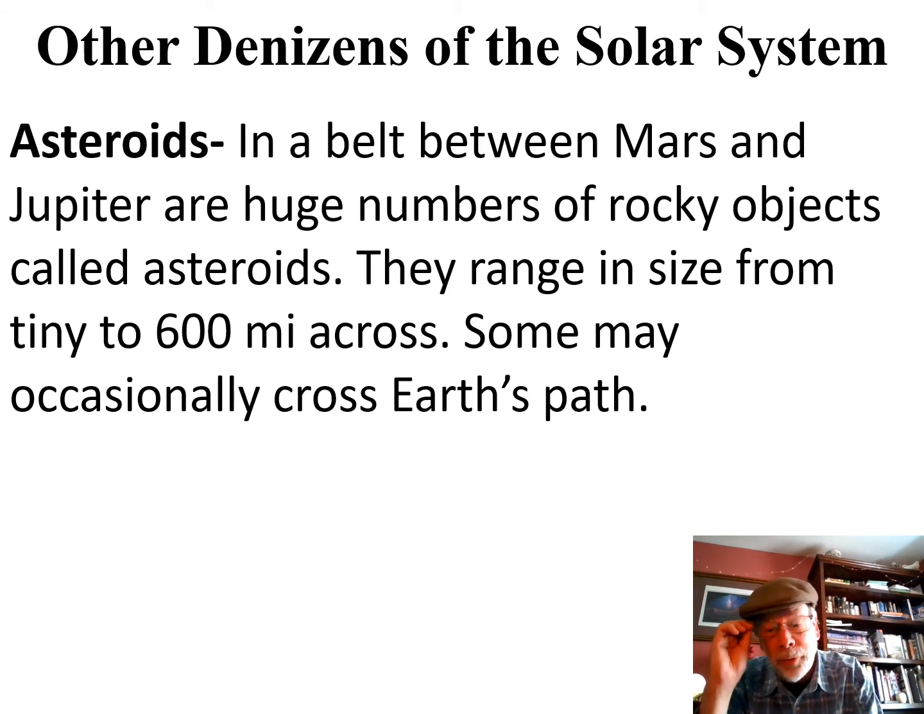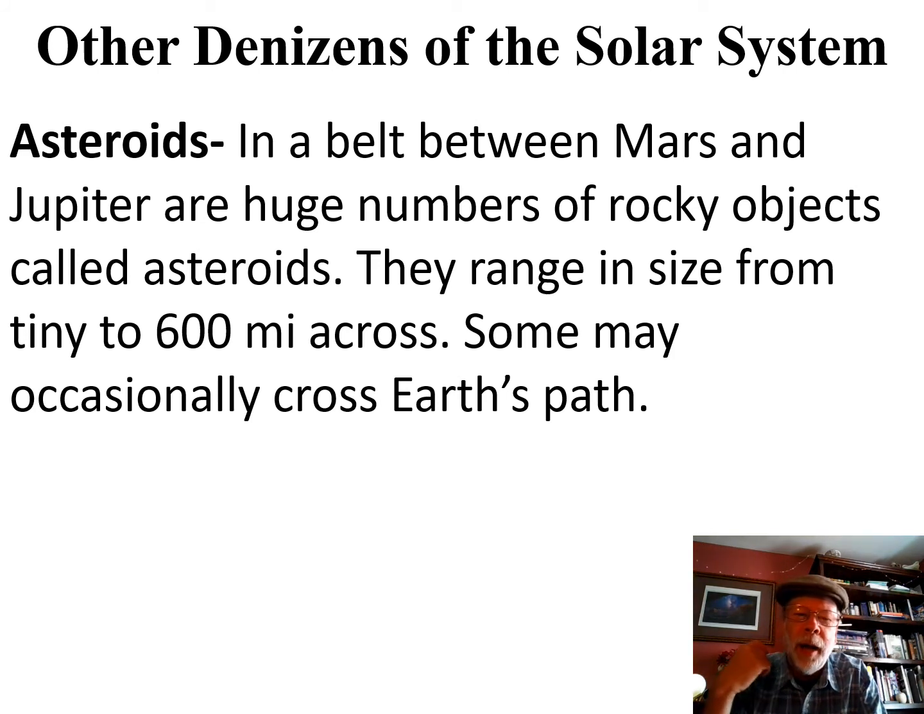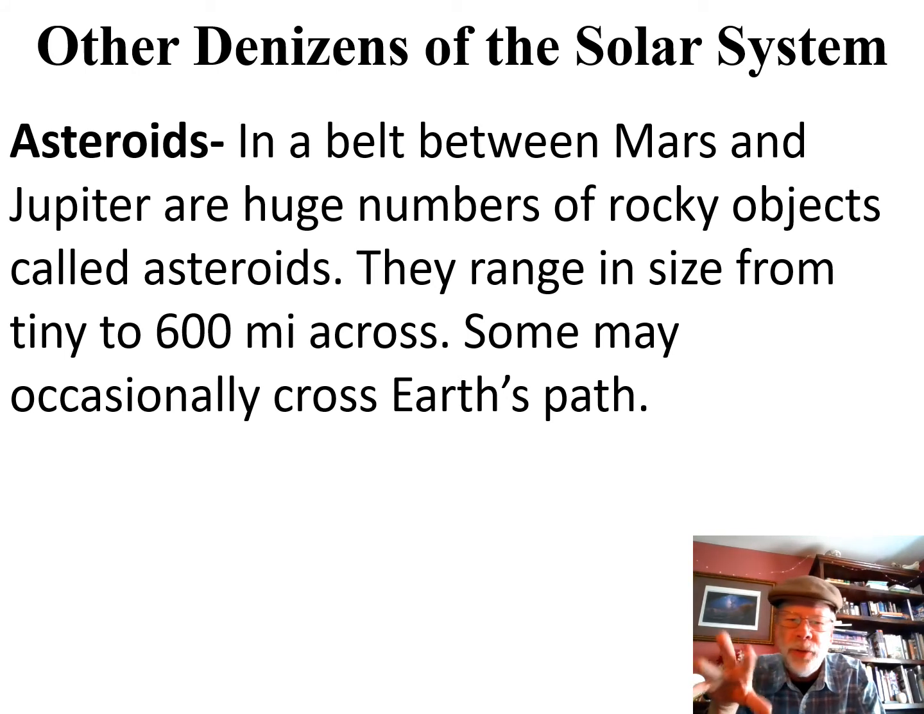So some other things you'll find in the solar system. We find asteroids. In a belt between Mars and Jupiter are huge numbers of rocky objects called asteroids. They range in size from tiny to 600 miles across. Some may occasionally cross Earth's path, and if Earth happens to be there at the time, that would be one of those things that show up on your geological reference tables as a new era. Let's hope that doesn't happen soon.